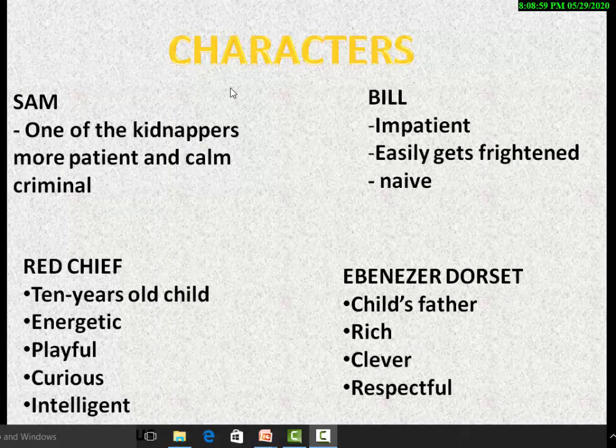Before progressing, I would like you to get familiar with the characters. We have Sam, one of the kidnappers, a more patient and calm criminal, and the mastermind of this kidnapping. Bill, his partner, who is impatient, easily gets frightened, and is naive. Red Chief, the boy who has been kidnapped, his name is Johnny. He is a 10-year-old boy, energetic, playful, curious, and intelligent. And his father, Ebenezer Dorset, who is rich, clever, and respectful.